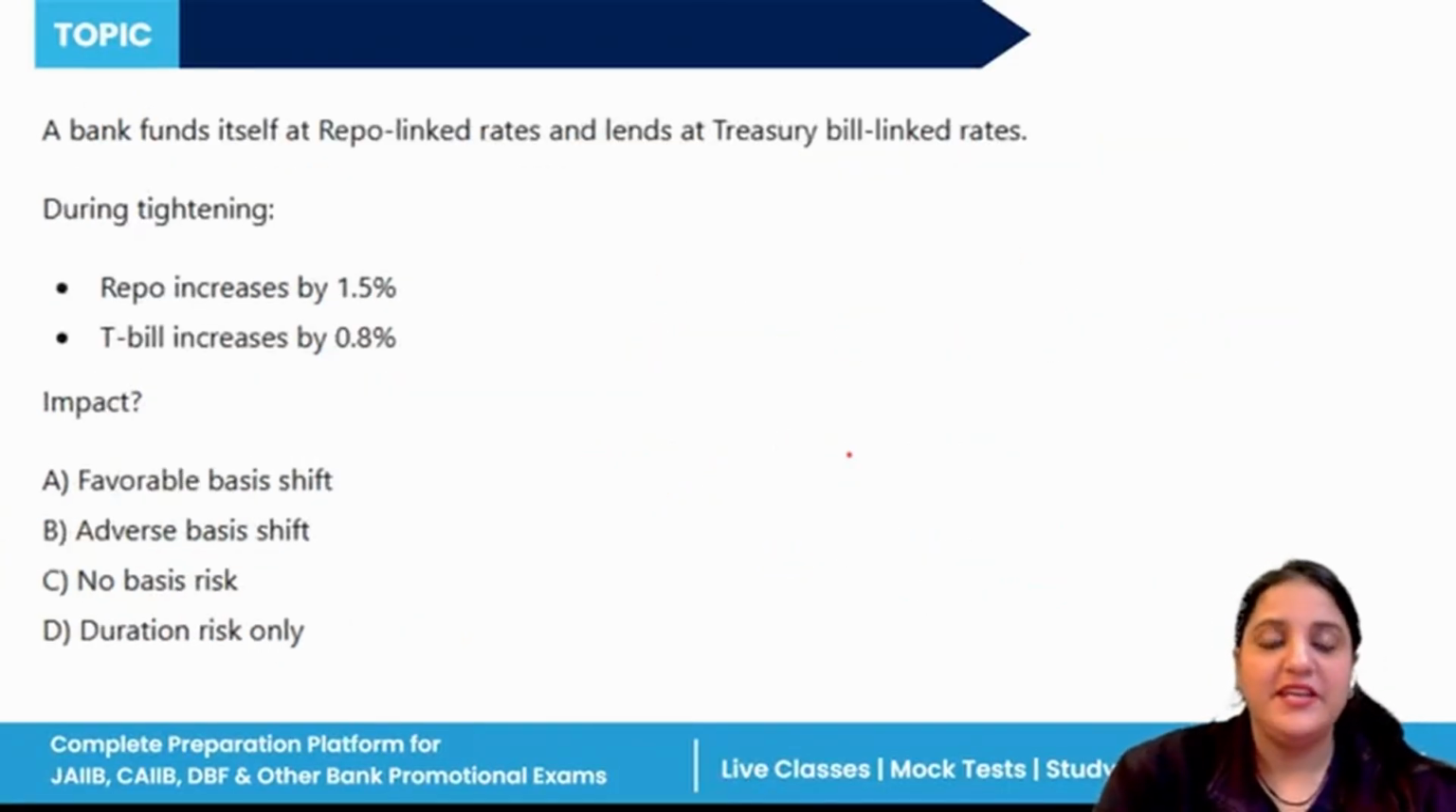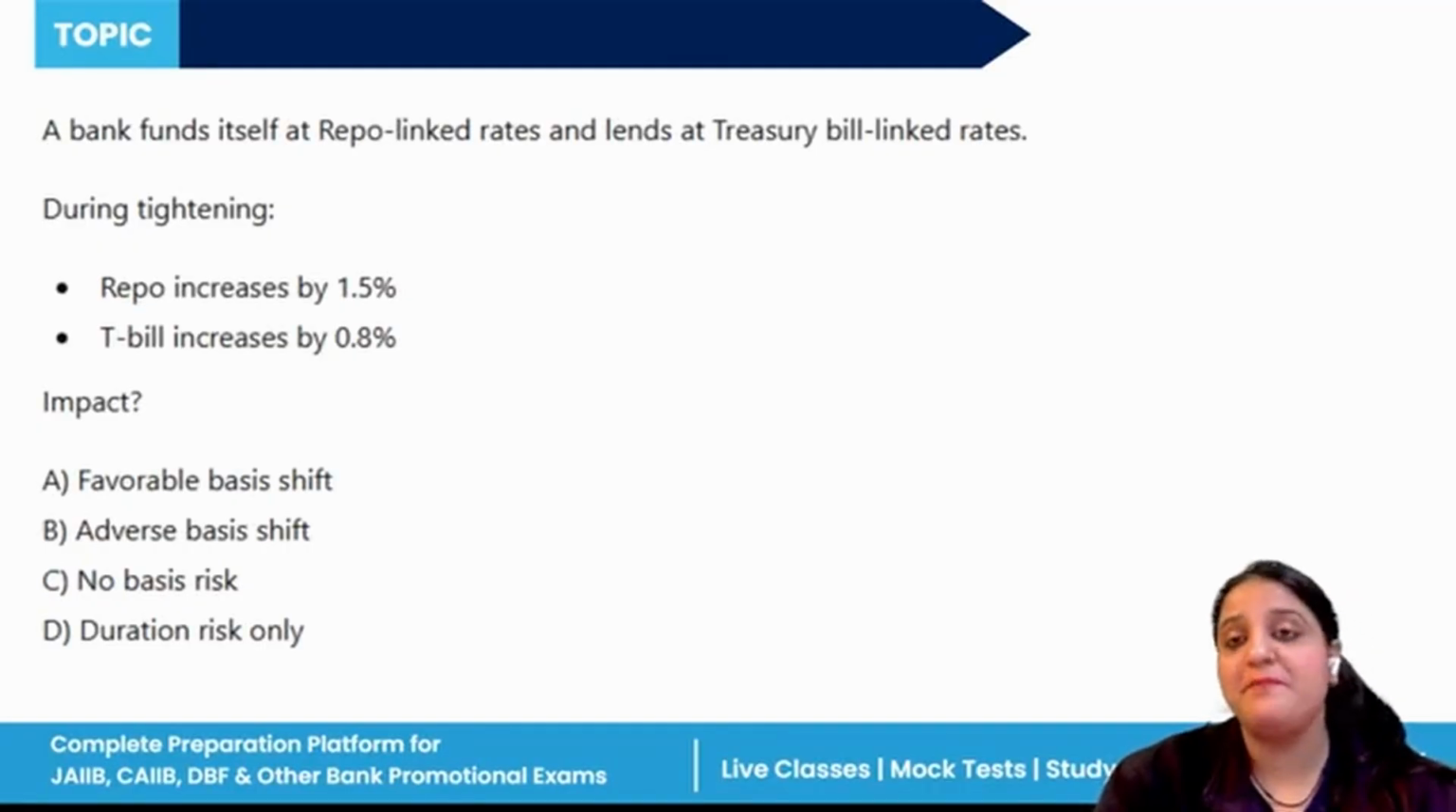Now, if a bank funds itself at repo-linked rates and lends at treasury bill-linked rates, during tightening, repo increases by 1.5% and T-bill increases by 0.8%. So what is the impact?